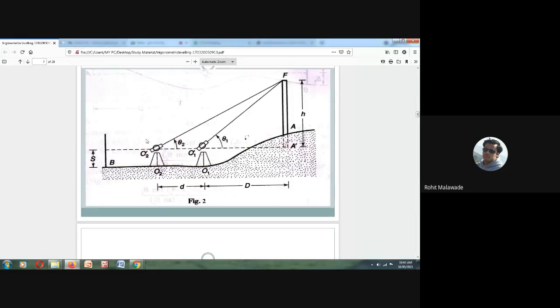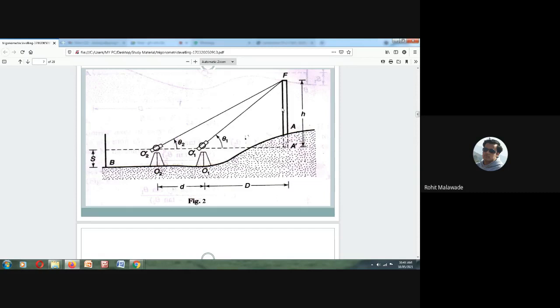Then we are going to transit the telescope, and we will be locating the point O2 and measuring the distance between O1 and O2. Then we are going to have the staff over here. We are going to have the staff reading from O1. Then we are going to shift the instrument to O2.